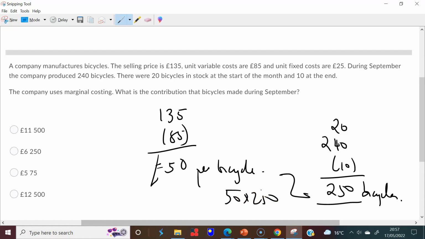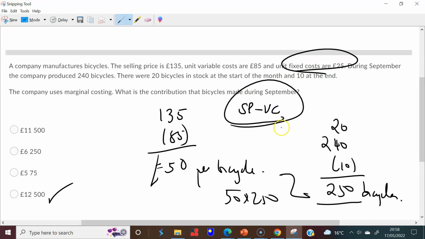50 times the 250, and that you have is the 12,500. Yes, the 12,500. And that's the answer for that. One more thing, of course, we ignore fixed costs when we're talking about contribution. Yes, our focus is on the selling price minus the variable costs. That's how this works. Good stuff.